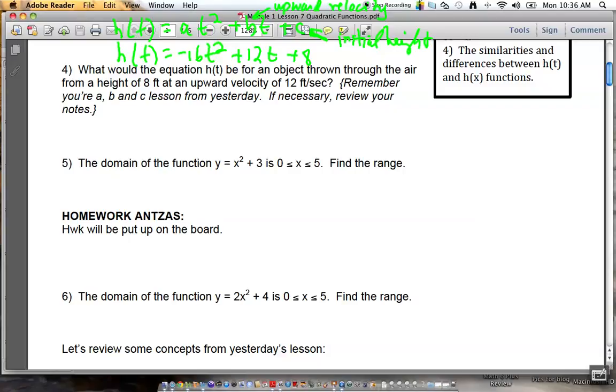Okay? Now I want you to do one a little bit differently here, where the initial height is going to be 18 feet, and we'll say this is 35 feet per second. Go ahead, what's that equation? The initial height is 18 feet, and the upward velocity is 35 feet per second.